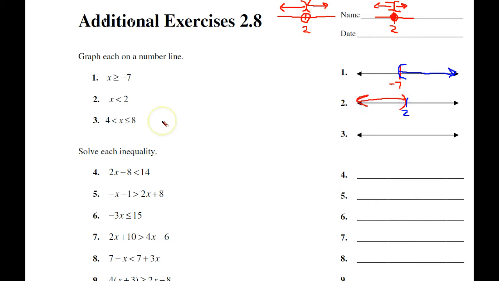Now this is a compound one where the numbers we're interested in are a 4 and an 8. And here x is in the middle, but it's only greater than, so 4 is not included. But here it's less than or equal to, so we use a bracket.